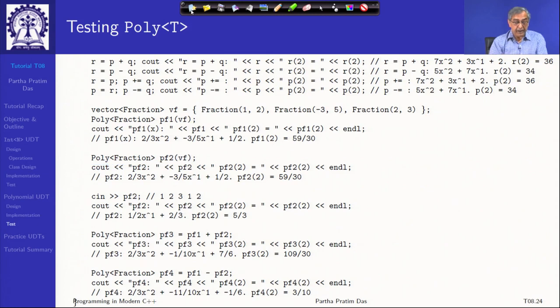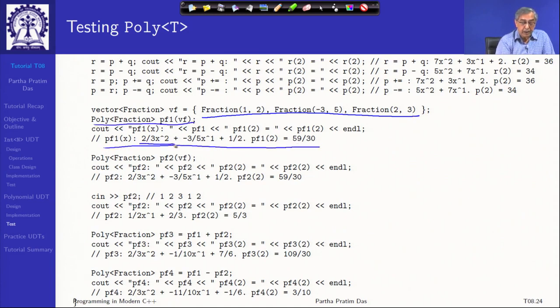So, say I define a vector of 3 fractions, 1 by 2, minus 3 by 5, 2 by 3, and construct a polynomial. If I print it, this is what I get: 2 by 3 x square minus 3 by 5 x and 1 by 2, right. And if I evaluate this by the functor for 2, I get a fraction. So, now everything can happen in fraction.